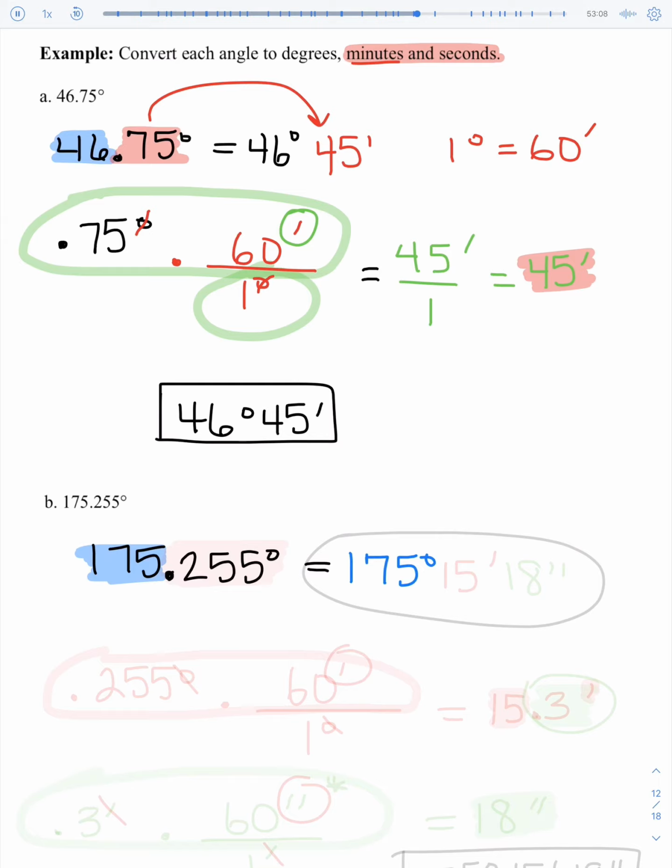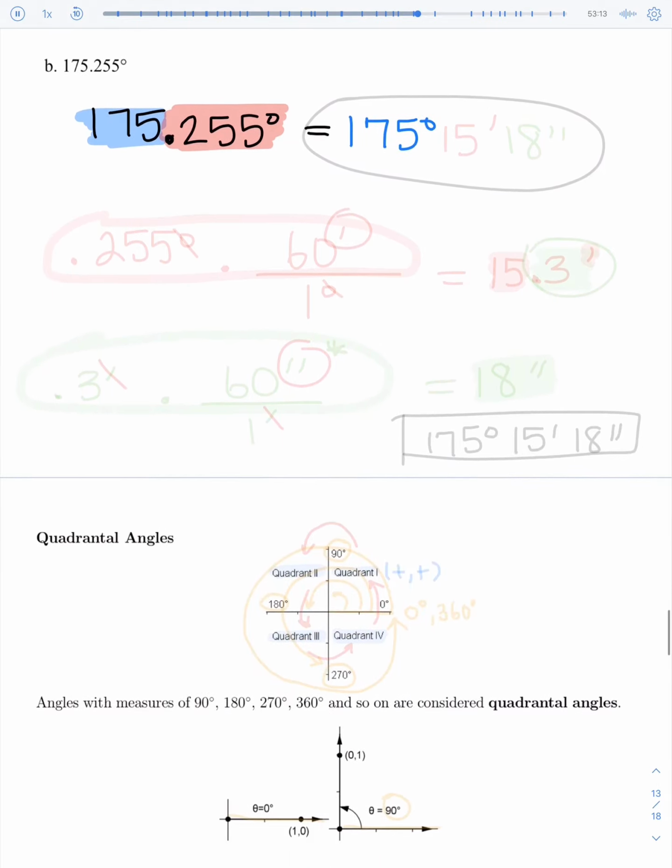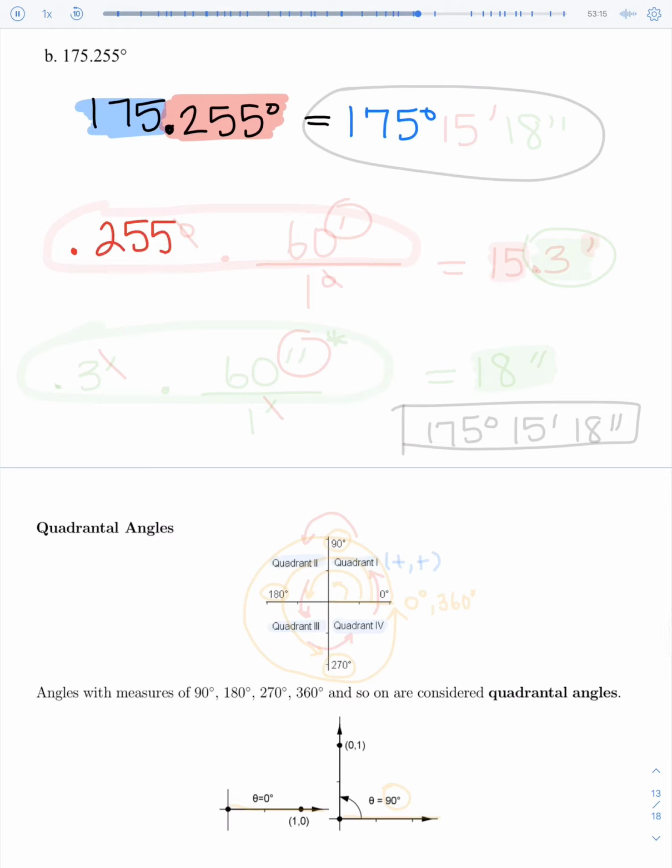Well, we need to start out with working our way smaller first. So we're going to just start with our decimal, which is 0.255 degrees, and getting out our minutes first, if there are any. So we'll do this again. We'll multiply that by the fact that every 1 degree has 60 minutes. And again, that means the degrees will cancel out, but we'll have minutes left over. Multiplying this out, the 0.255 times 60 ends up being 15.3.